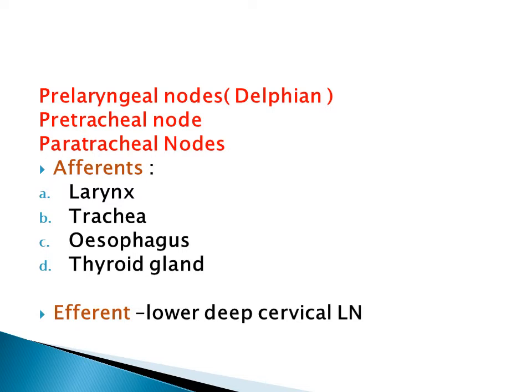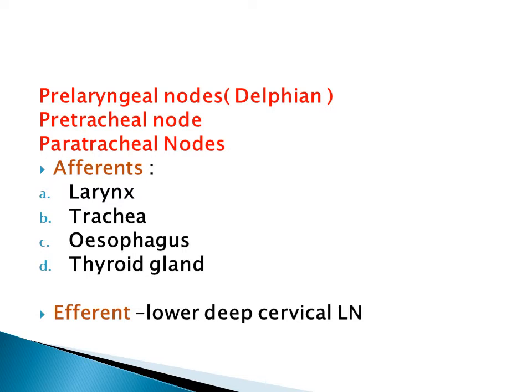Prelaryngeal nodes are also called Delphian nodes. Delphian nodes have a clinical importance because at the time of thyroidectomy, these nodes may be removed. Have you heard of sentinel lymph node biopsy? It means that when you are doing a surgery of a particular area, and you suspect a spread of cancer, the lymph node of that area can be taken and sent for biopsy.